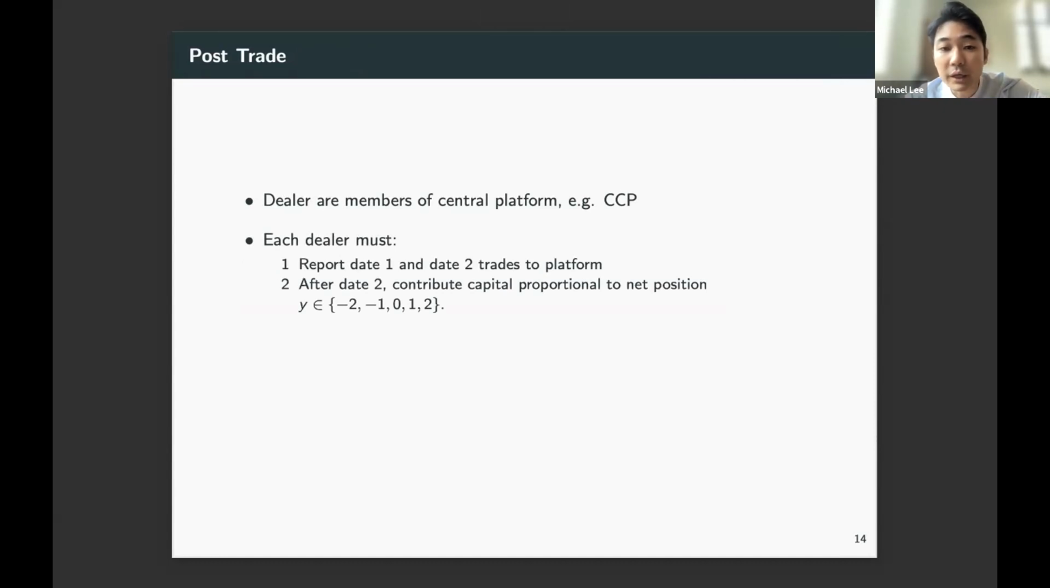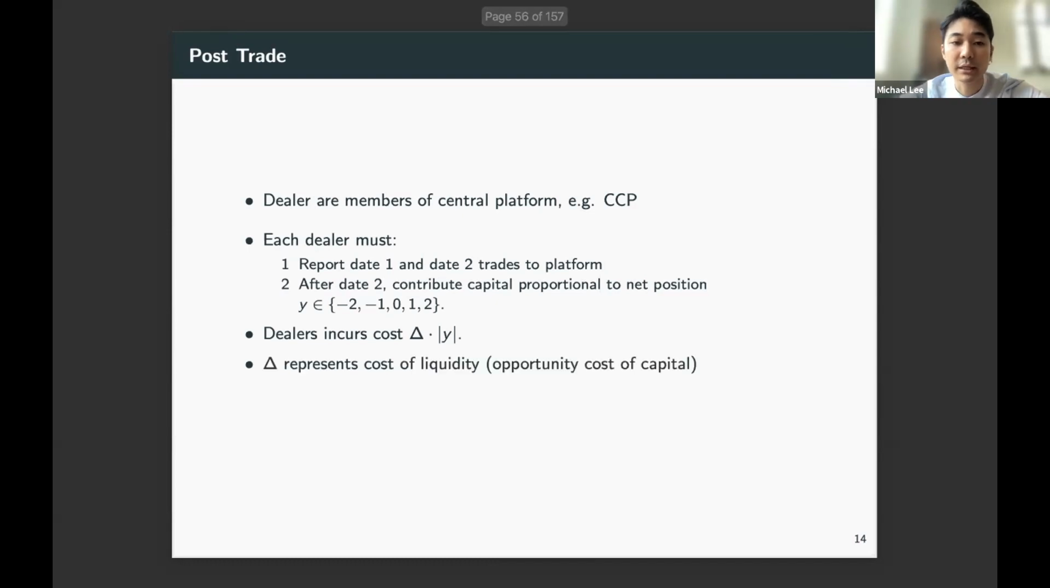So the range of positions that dealers can have is anywhere between -2 to 2. They have 2 trading stages. They can either buy twice or sell twice. And as a result, it ranges from -2 to 2. And dealers here incur a cost delta that's proportional to their net position. So delta here represents the cost of liquidity associated with making markets and accumulating a large liquidity position. You can think of this potentially as the servicing costs, the inventory costs, or even the regulatory costs associated with managing a large net position, either negative or positive.